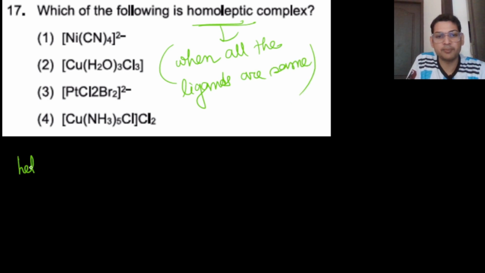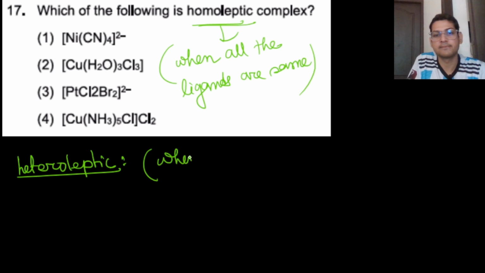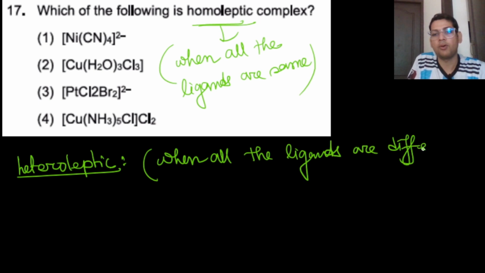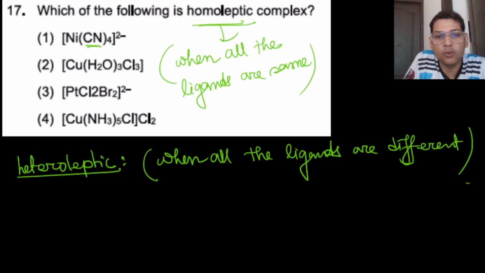Then sir, what is heteroleptic? Heteroleptic is when all the ligands are different. You see Ni(CN)4, all the ligands are CN minus. Here, what are the ligands with Cl? Two types of ligand. It is heteroleptic.